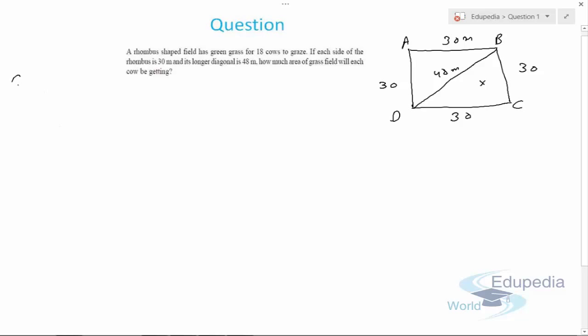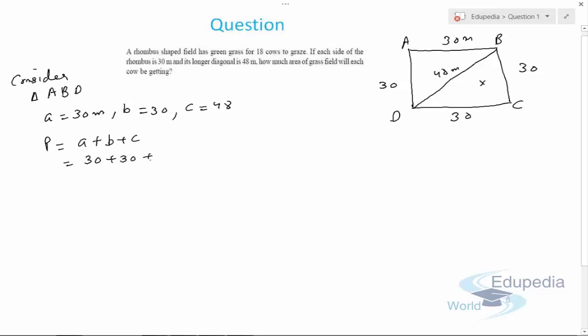Consider triangle ABD. In this triangle ABD, let A be 30 meters, B be 30 and C be 48 meters. Now we need to find the perimeter. So perimeter is A plus B plus C, which is 30 plus 30 plus 48. When you add this, it comes out to be 108. The semi perimeter is half the perimeter, so 108 upon 2, which is 54 meters.